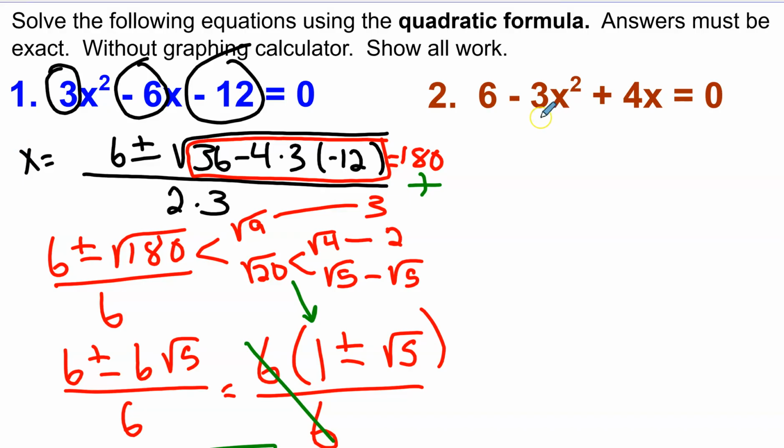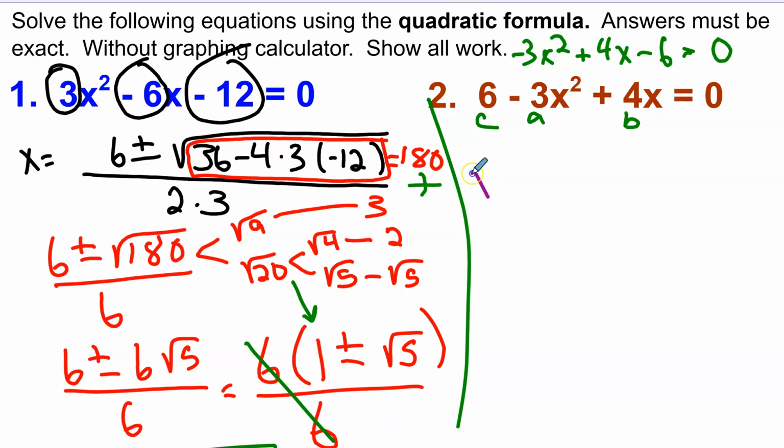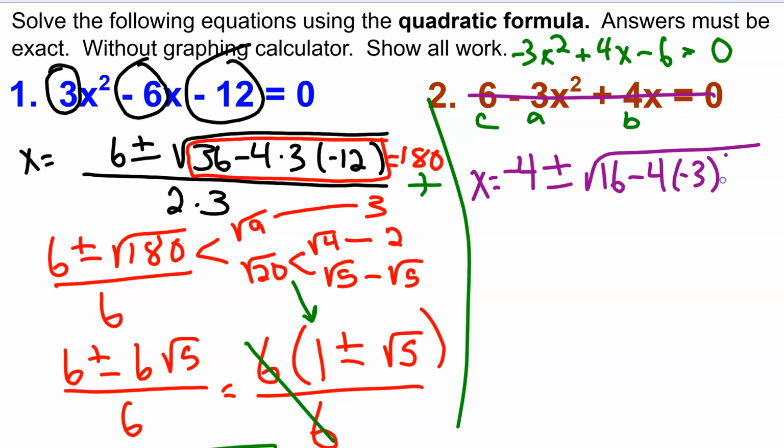This one right here, this is my a, this is my b, this is my c, and you could rewrite it if that helps you. So I would have x equals negative of negative 3, which is a 3, plus or minus the square root of, oops, I did that wrong, 4, I'm going to cross that one off, so negative 4, plus or minus b squared, which is 16, minus 4ac, all over 2a.